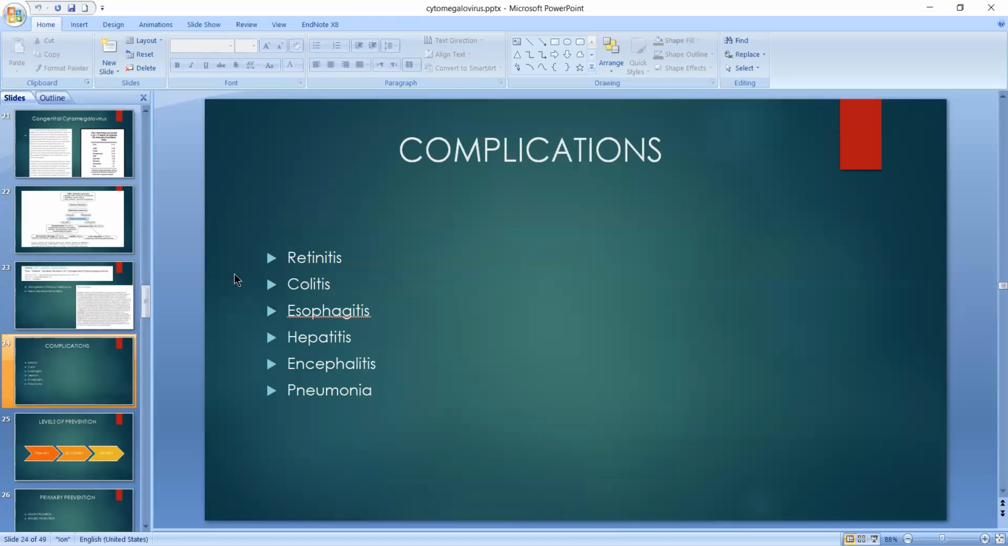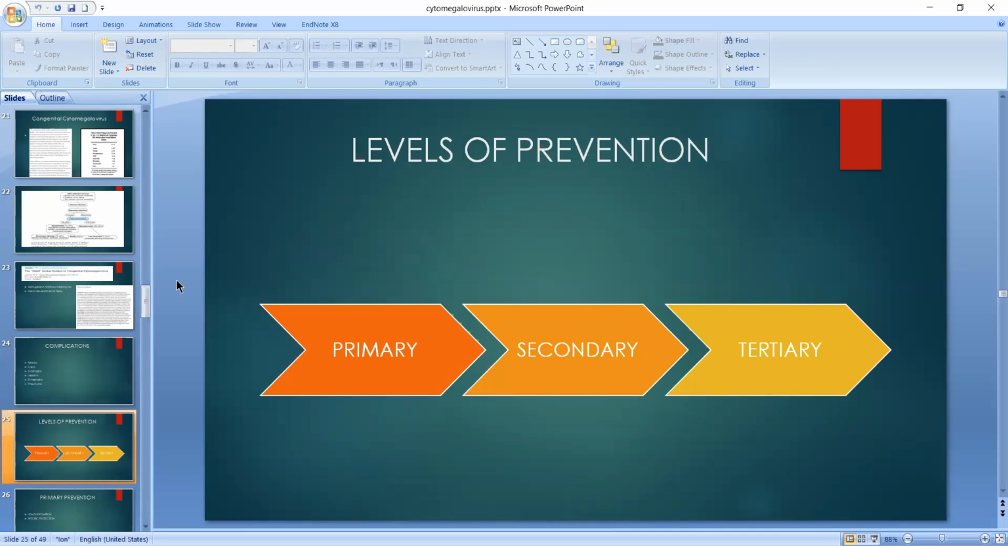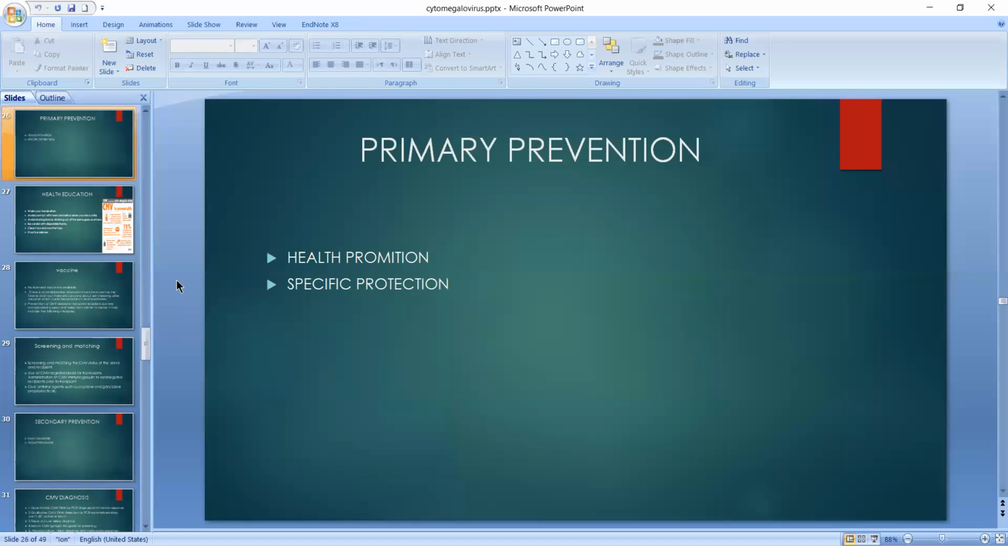Complications. Retinitis is the main complication, along with colitis, esophagitis, hepatitis, encephalitis, and pneumonia. Now comes the level of prevention. We have three levels of prevention: primary, secondary, and tertiary. First, we discuss the primary level of prevention. In primary prevention, we can promote two parameters: health promotion and specific protection.